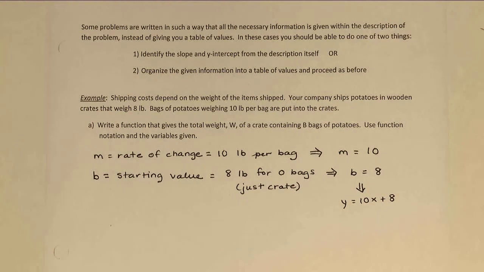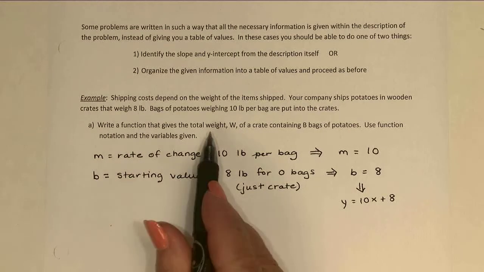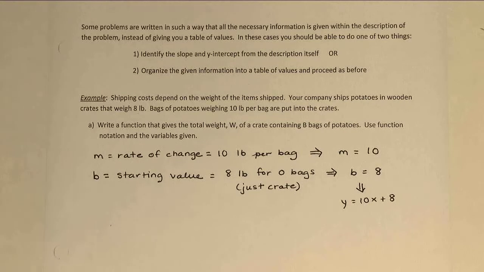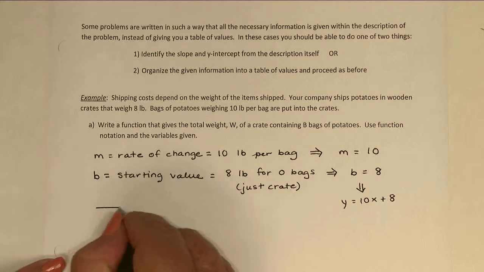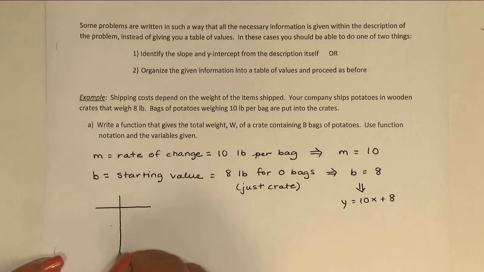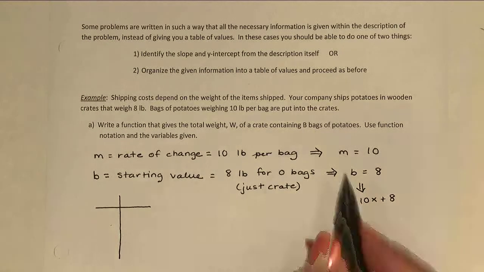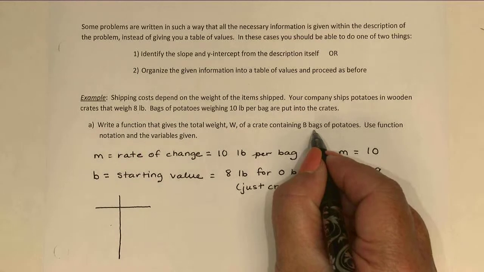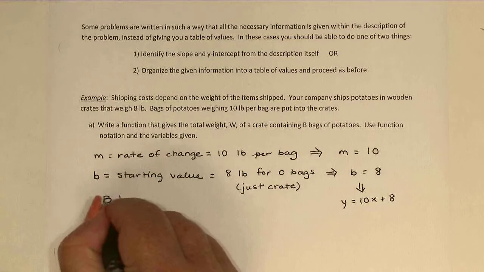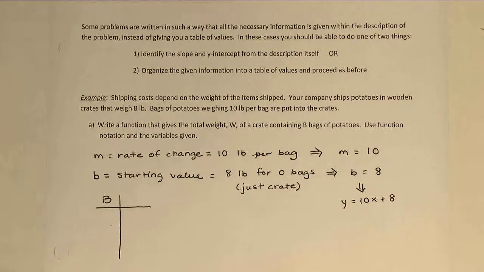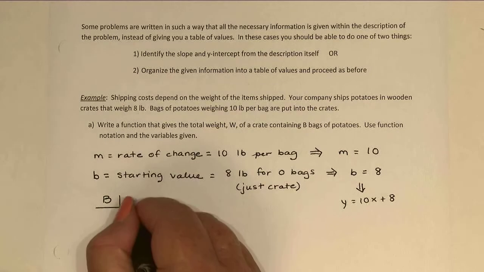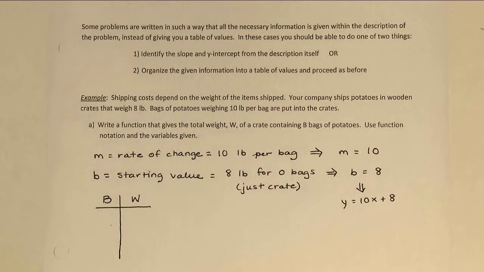I want to give you one alternative way of looking at this, and then we'll change to the variables for the problem. If identifying that information from the description is not as easy for you, another option is to create your own table of values. The independent variable in this case is the B, the bags of potatoes. And then the dependent variable is the weight that results from however many bags you're going to put in the crate.